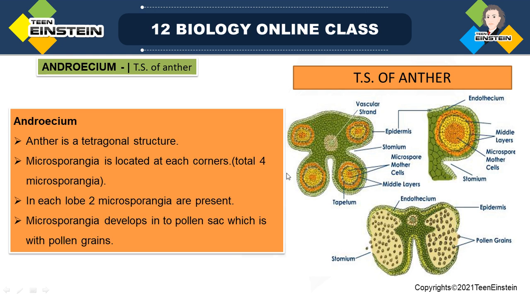In the left side lobe, this is the first lobe, you can see 2 microsporangia, and in the opposite lobe also you can see 2 microsporangia. 1, 2, 3, 4. So altogether there are 4 microsporangia, and these microsporangia will develop and form pollen sacs.